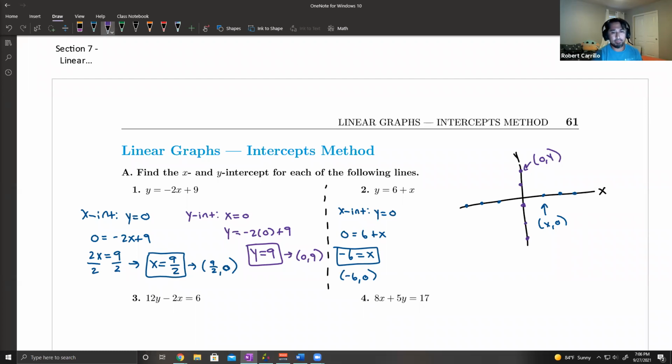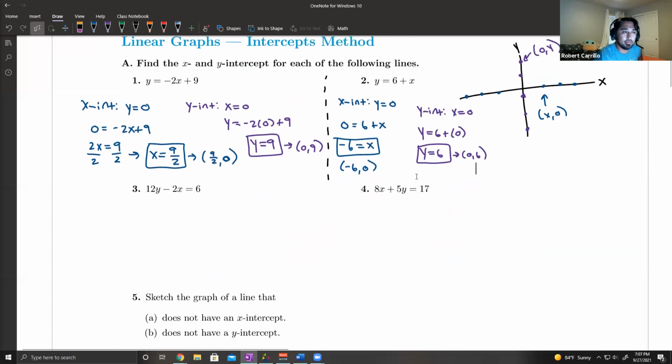Okay. And then the y-intercept. You let x equal 0, plug it in for x, y equals 6 plus 0, and y just equals 6. And 0, 6 would be your coordinate. All right. So that's not bad. Again, that's how you find an x-intercept and a y-intercept. And 2 more.